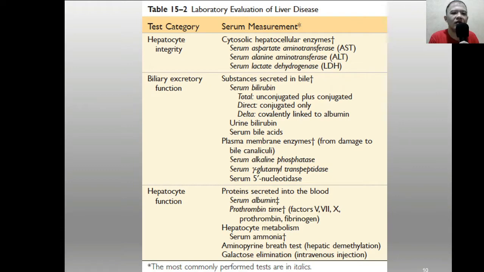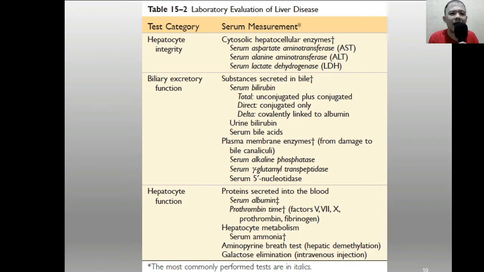The first is the ones that will evaluate hepatocyte integrity, the membrane. Okay, so we have the AST, ALT, and LDH. So these are the enzymes that leak out of the hepatocyte when the hepatocyte cell membrane as well as the mitochondrial membrane gets damaged secondary to injury.